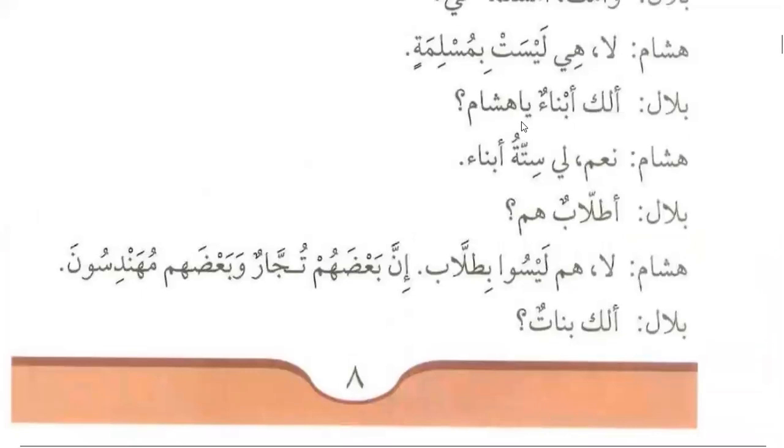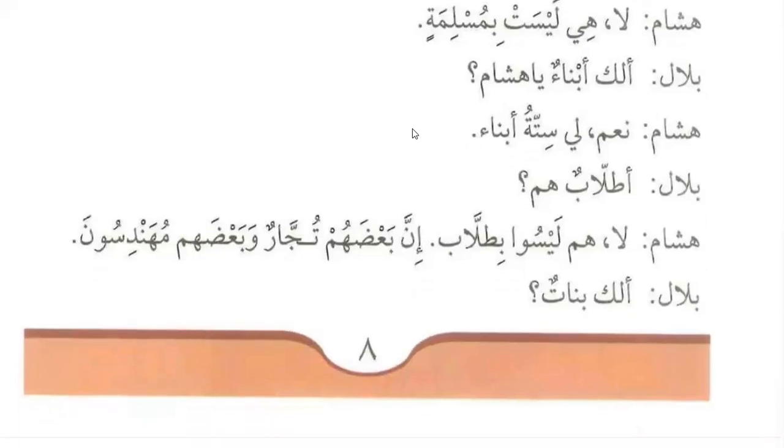Rizwana, Satya. Yes, sir. Which one should I read? Bilal: A laka abna'un. Okay, Bilal I should read. A laka abna'un ya Hisham? Do you have sons, O Hisham? O Hisham. Naam, yes. Li sittatu abna'in. From 3 to 10, the counted noun is majrur. Yes, I have 6 sons.